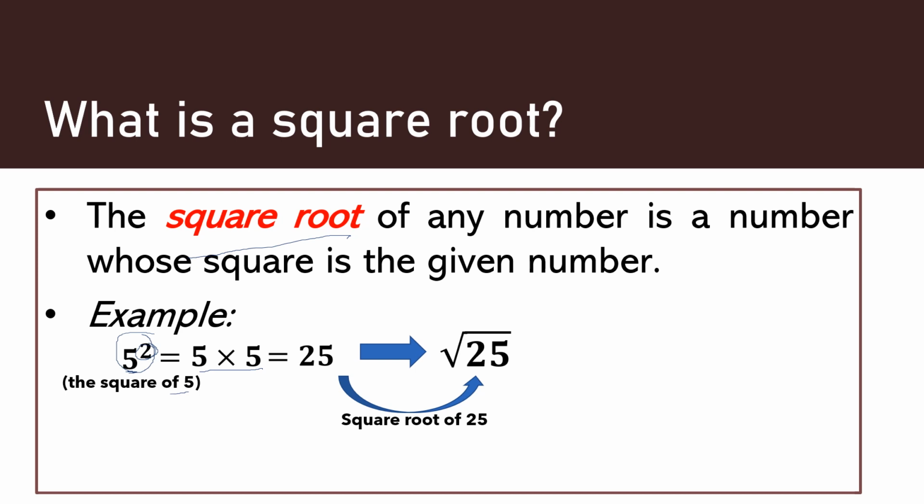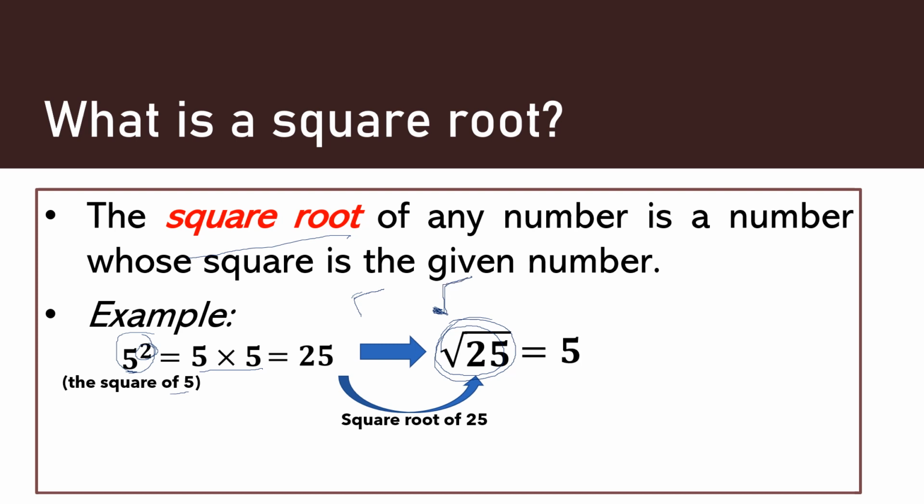Now we will do the reverse. This time we are going to get the square root of 25. This is read as the square root of 25. As you can see here, we have a symbol for square root. It is different from the symbol for division, which is this. For division, you have only a straight line and then a bar on top. But for square root, we have this tail. So that is written that way.